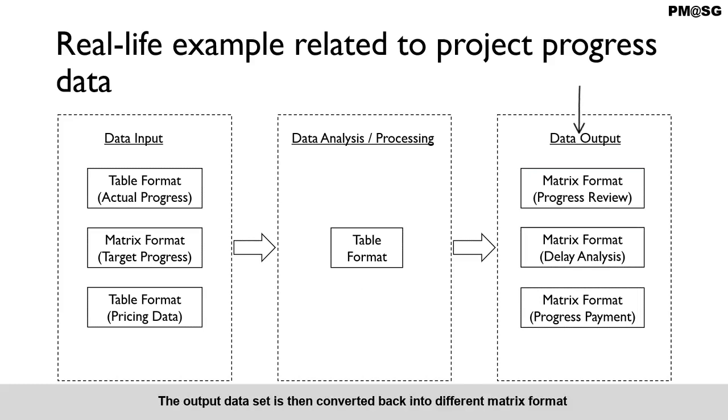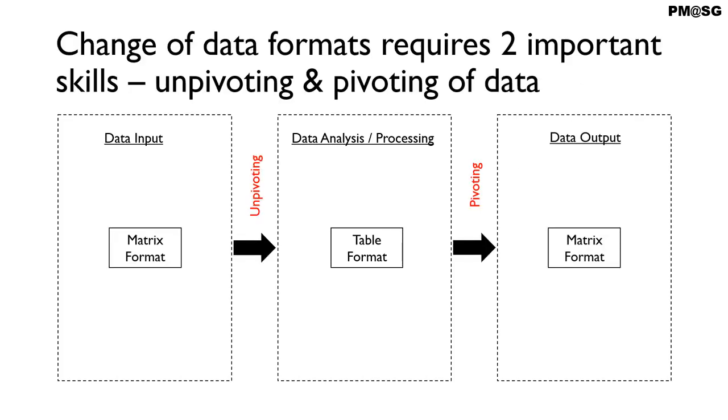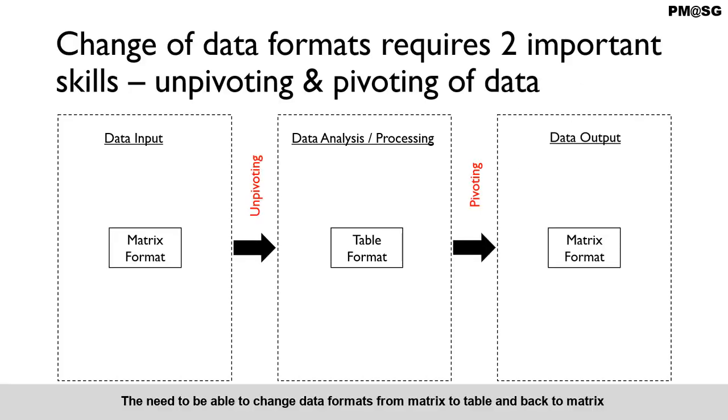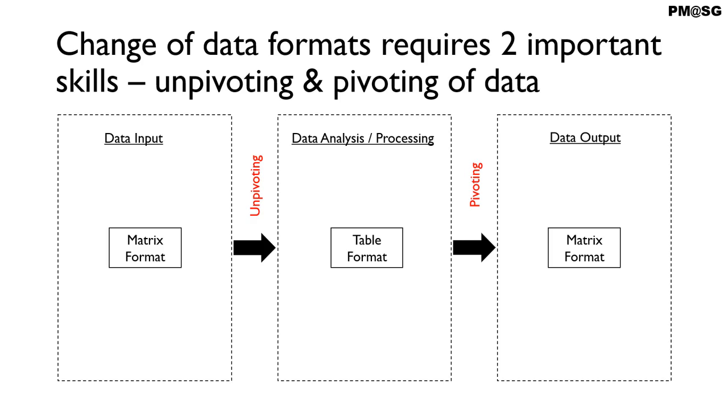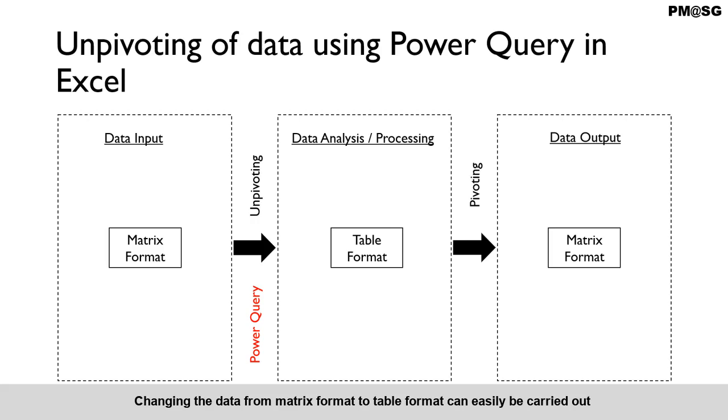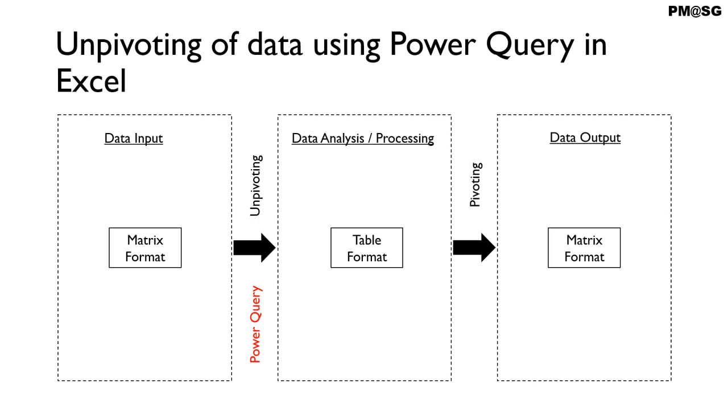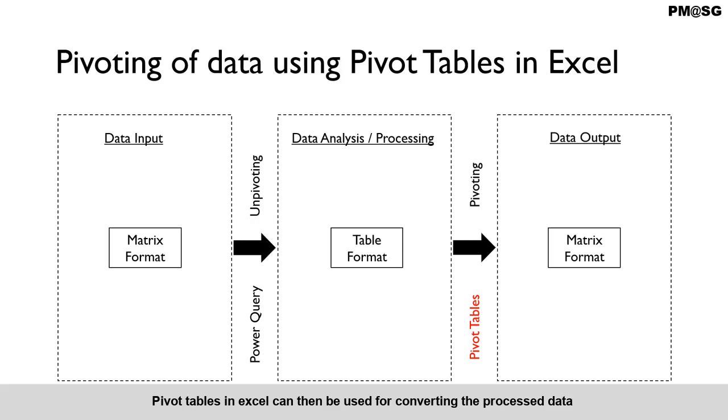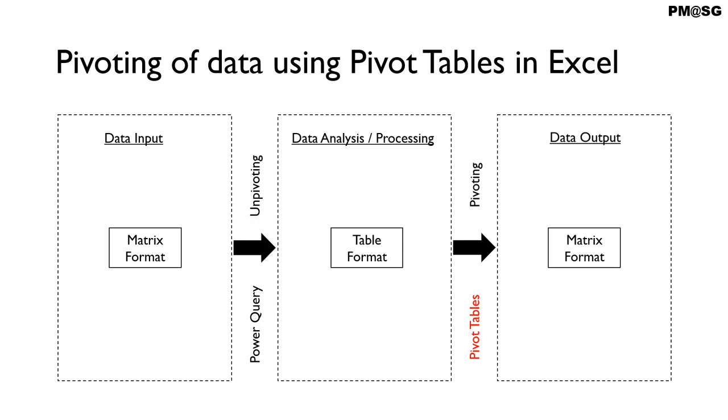The output dataset is then converted back into different matrix formats for progress review, for delay analysis and for progress payment. The need to be able to change data formats from matrix to table and back to matrix requires two important skill sets, which are unpivoting data and pivoting data. Changing the data from matrix format to table format can easily be carried out using the unpivot columns function within Power Query. Pivot tables in Excel can then be used for converting the processed data in table format back into matrix format.